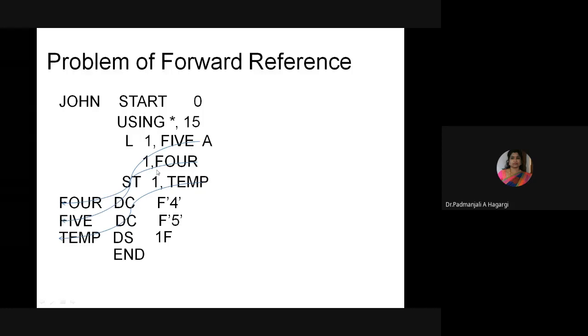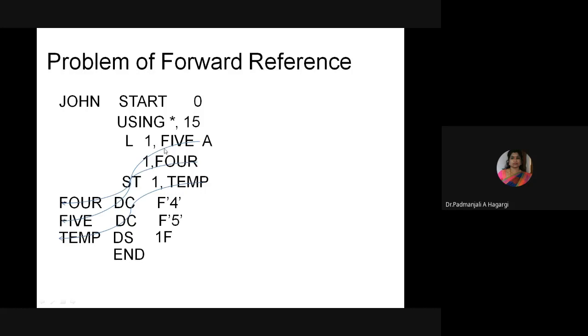And it continues like 1 and 4 and stored at the value at a time. Here 4 with the declaration constant, with a value called literal value 4, and 5 with the declaration constant with a value called 5. 5 is a label, 4 is also a label. And temp is also a label.